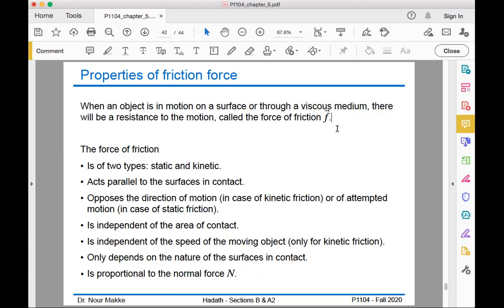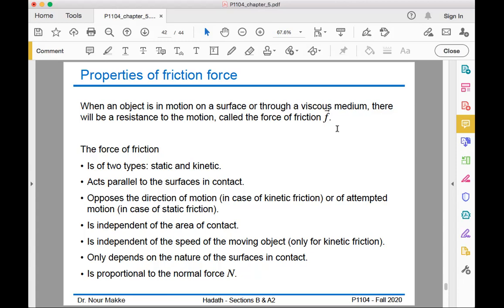It is independent of the speed of the moving object in the case of kinetic friction, which means that the magnitude of this friction force does not depend on the value of the speed of the object. It only depends on the nature of the surfaces in contact. So the only thing that differs from one case to another, why the friction force is higher or smaller, is basically the nature of the surfaces in contact, whether it's wood, metal, water, etc. And it is proportional to the normal force.